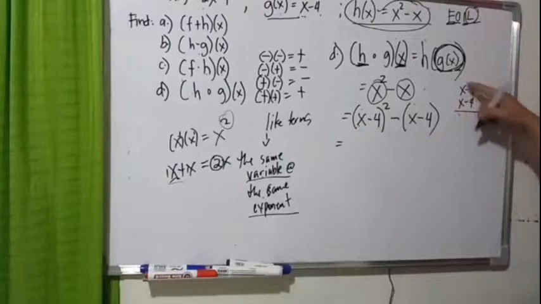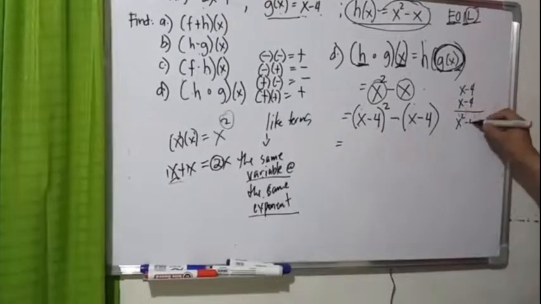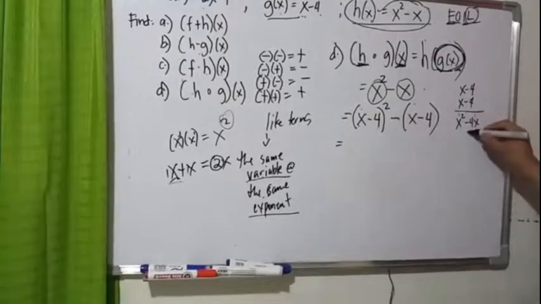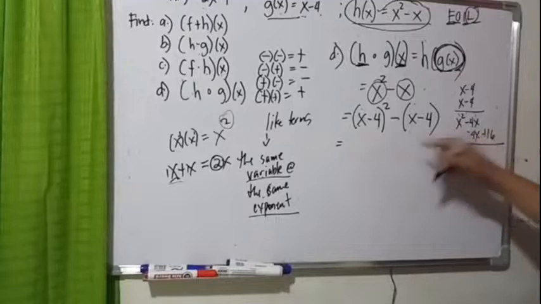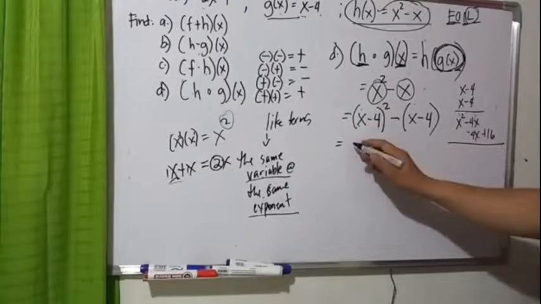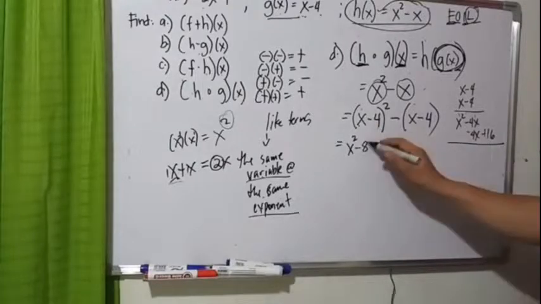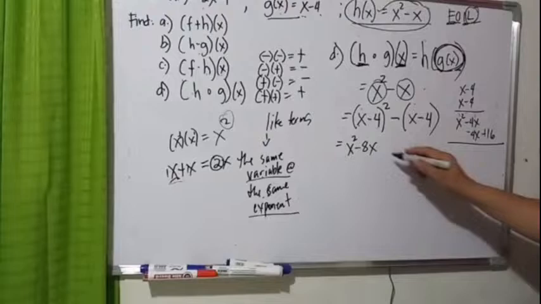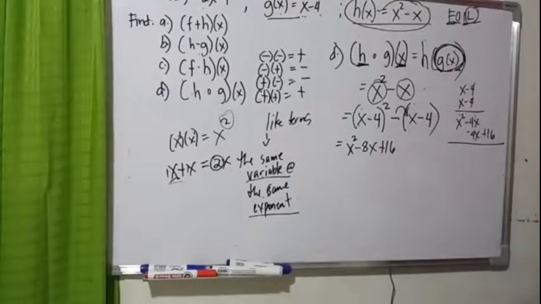So x times x, x squared. Then x times negative 4, negative 4x. Then this one, negative 4x. Then plus 16. So the result of (x minus 4) raised to 2 is x squared minus 8x plus 16. Then let's distribute the negative sign.